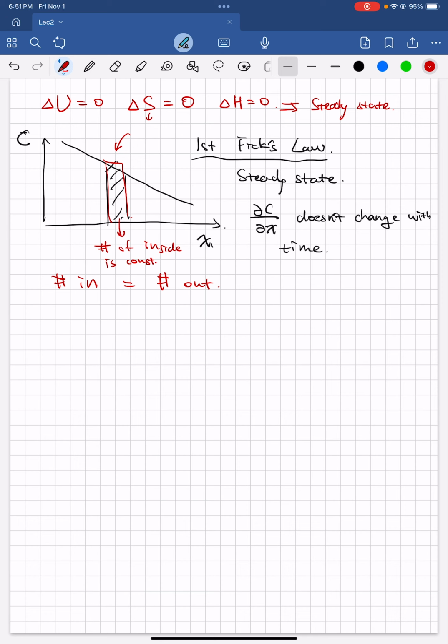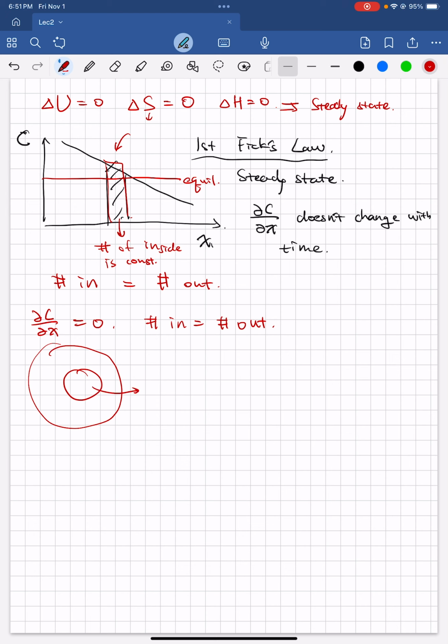And what is equilibrium then? This is equilibrium. There is no temperature gradient. So of course, number in and number out still remain the same because there's nothing coming in or going out. And you can see that's how this kind of relationship is made.